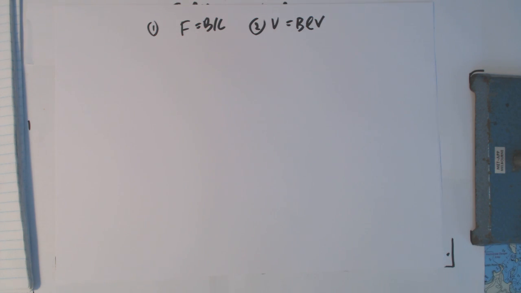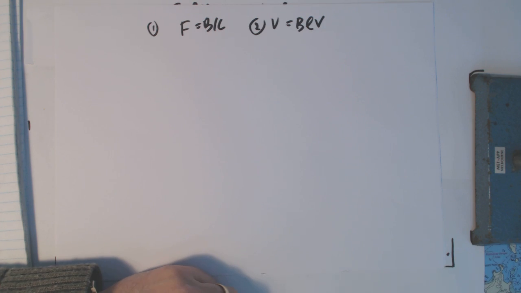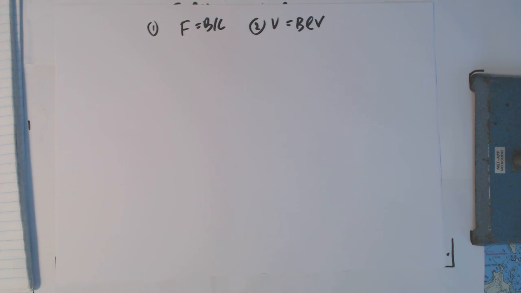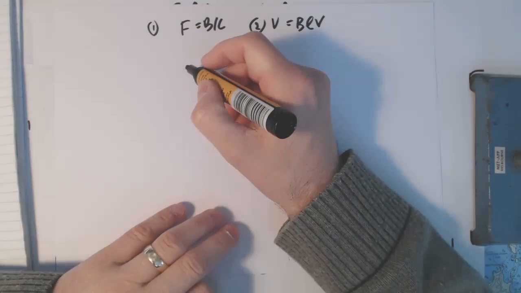We're looking at F equals BIL here and V equals BLV. Again, here are 12 formulas that we want to have a quick look at. F equals BIL is to do with the force on a current carrying wire.